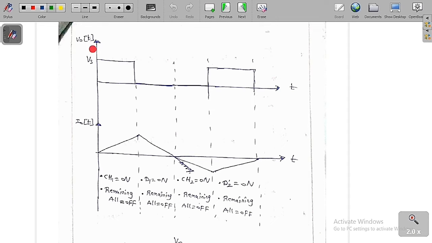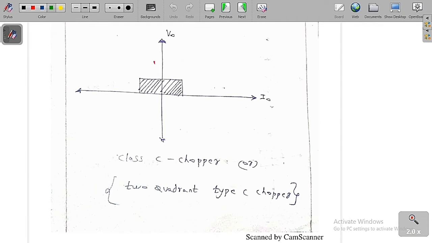So you can see clearly V0 is always positive, but the current is positive for some time and negative for some time. So now I am going to draw the plot between V0 and I0. As you can see clearly, V0 is always positive and the current is positive and negative. So you are going to get these two coordinates.